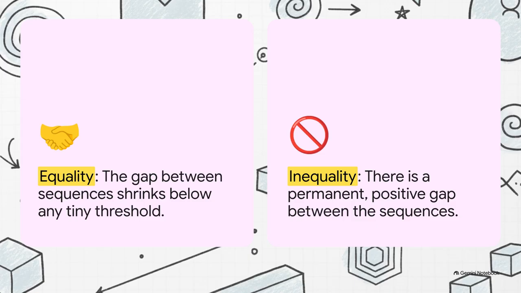On the flip side, we have inequality. This is when our robots are walking to completely different houses. There is a permanent positive gap between them that never ever shrinks away. These two concepts simply cannot mathematically overlap.